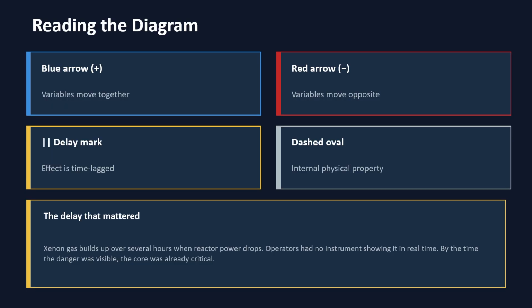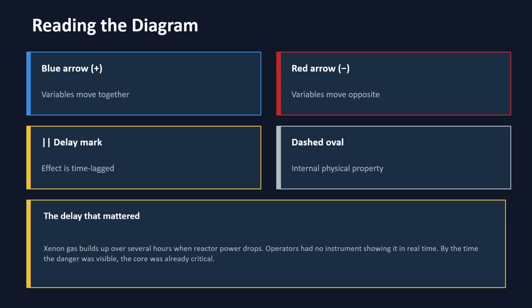Before we read this diagram, we have to know that the blue arrow with a plus sign means that the variables are moving in the same direction. In other words, if one increases, the other also increases. The red arrow with a minus sign means they're moving in opposite directions, so if one increases, the other decreases. Some connections include delays, meaning that the effect is not happening right away, and the effect is also not visible, which makes it very hard to control.